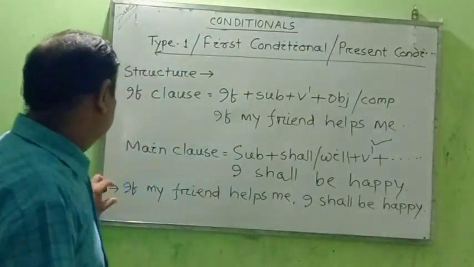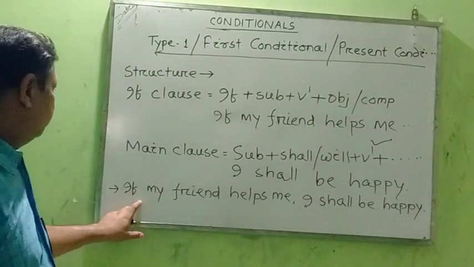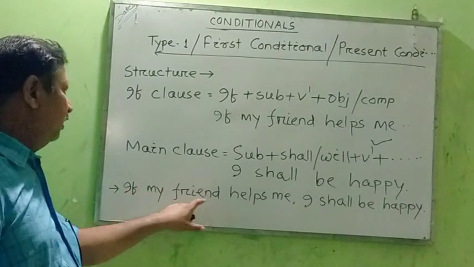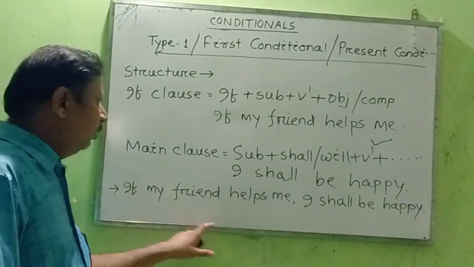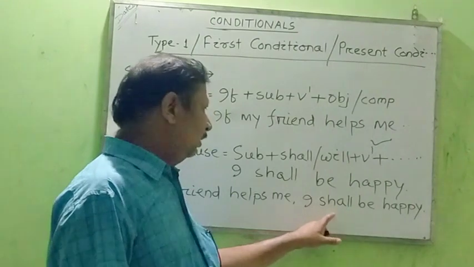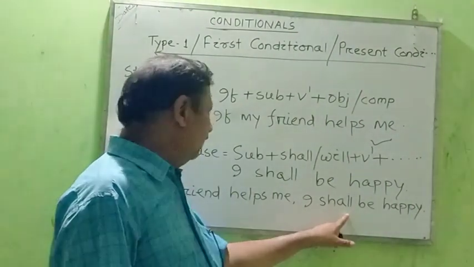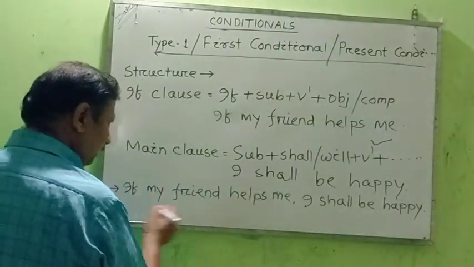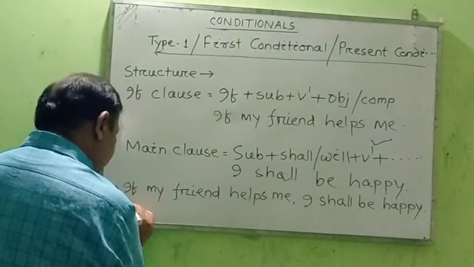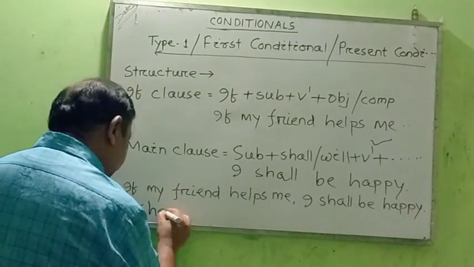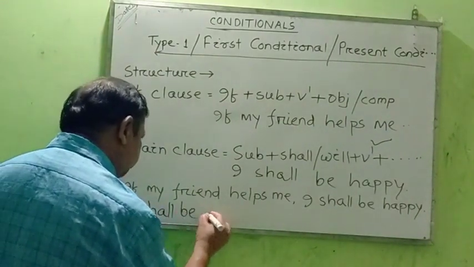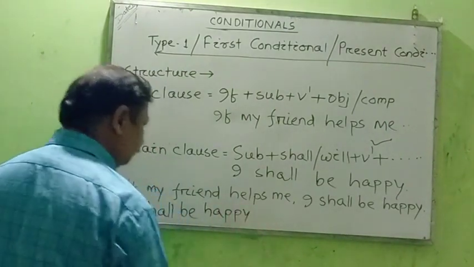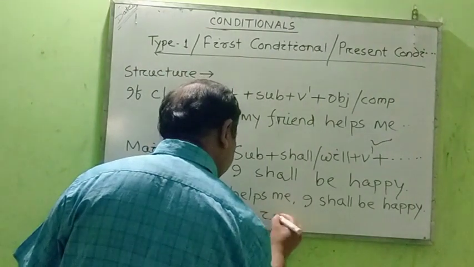And this rule is not restricted to here. We cannot say that we can only begin a sentence with the if clause, rather we can also begin with the main clause. We can write first the main clause, afterwards the if clause. Suppose I write the sentence as: I shall be happy if my friend helps me.